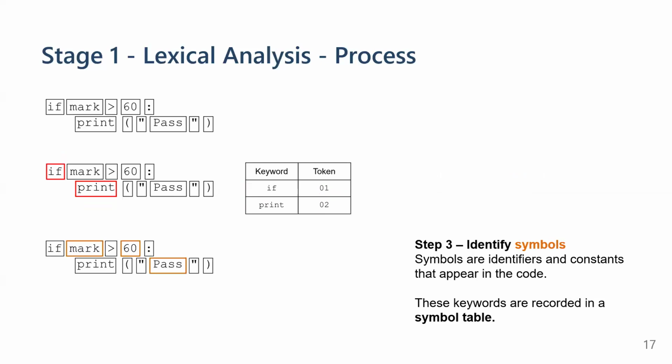After this, we identify symbols. Symbols are identifiers and constants that appear throughout the code, and these symbols are recorded in a symbol table. And as you can see, mark, 60, and pass are examples of symbols because they are snippets of lexemes that you've specified as per your program. It's not programming language specific terms or syntax. It's words that you've created, symbols for variables and constants that you've used in your program.